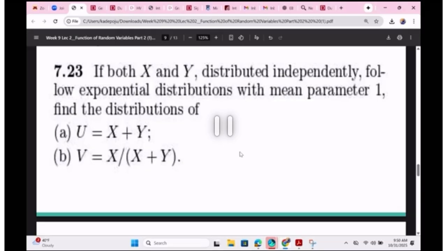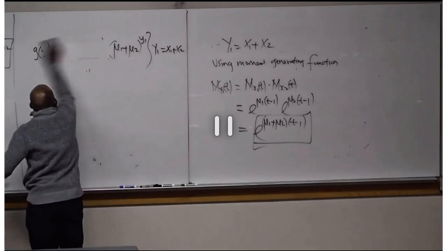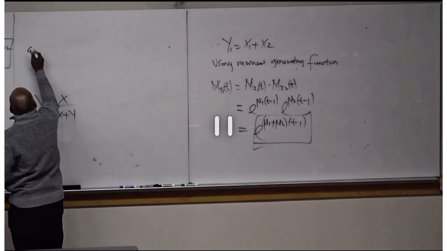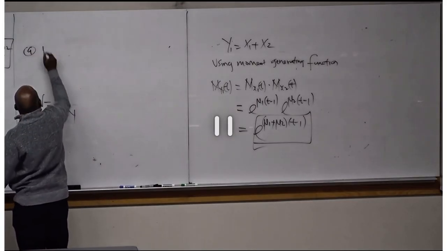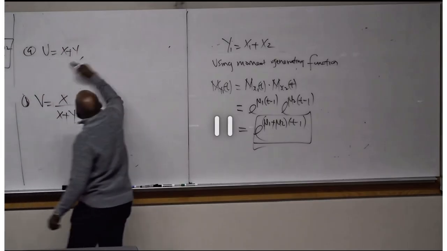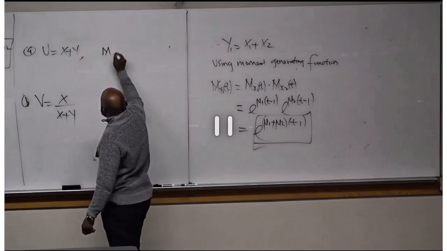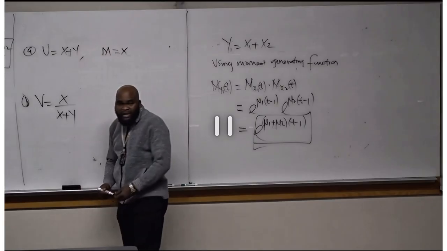Now, please pay attention before I go. I quickly want you to see this. If you look at the second question, v equal to x over x plus y, okay? The first question is easy. The first one asks, what is the distribution for u? So here, you can create maybe a new variable m equal to x or equal to y. That would be super easy.